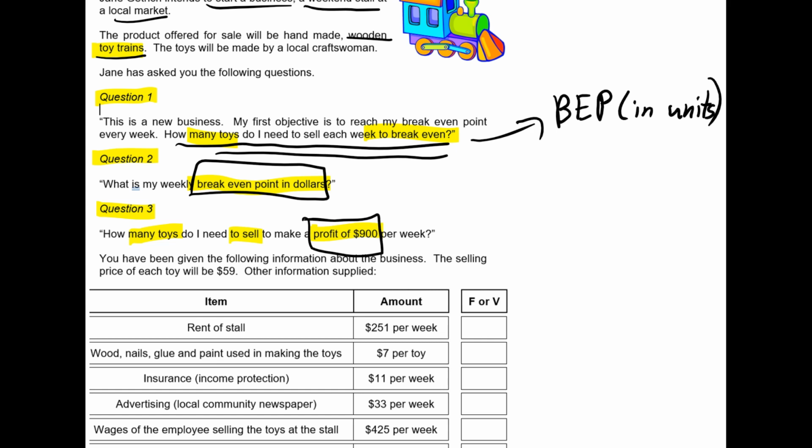So question number 1 asks for the break-even point in units. Question number 2 is the break-even point in dollars. And question number 3 asks, if I want to make $900 profit, how much do I need to sell? Same thing, they are looking for the units of toys that you need to sell in order to make a profit of $900. We are going to answer these 3 questions one by one.